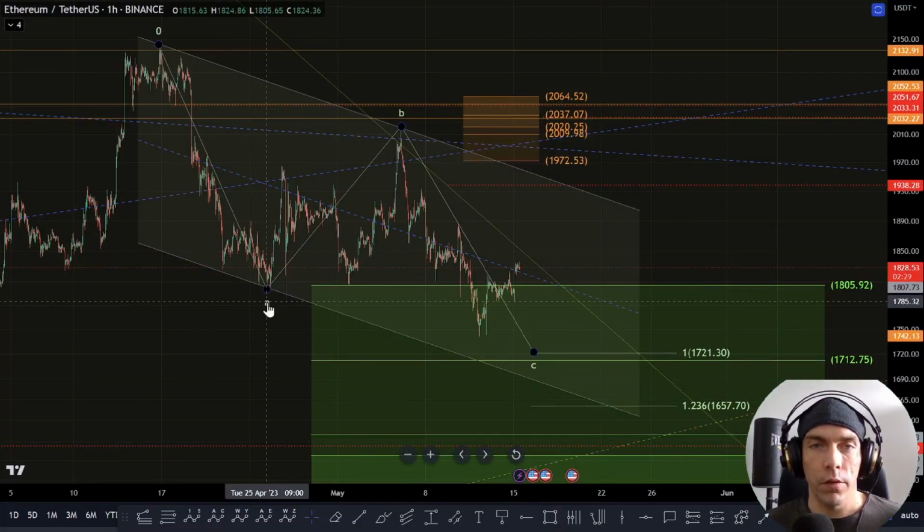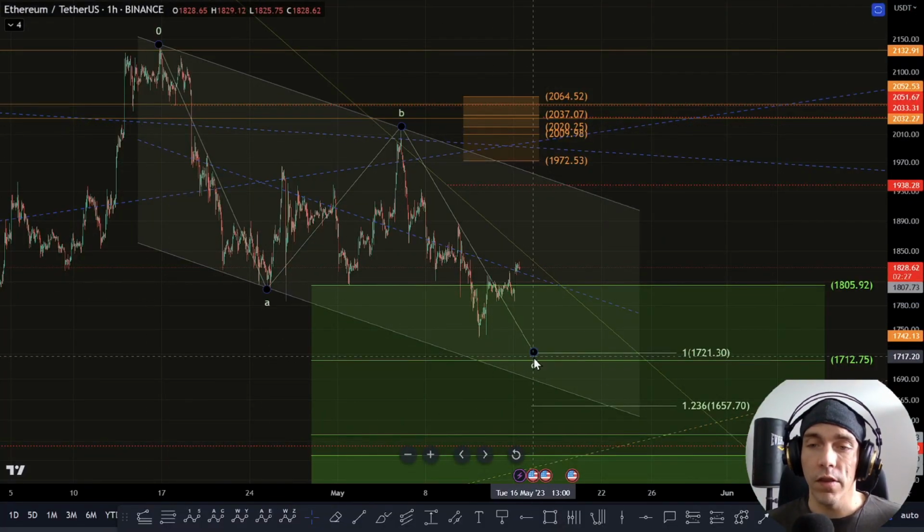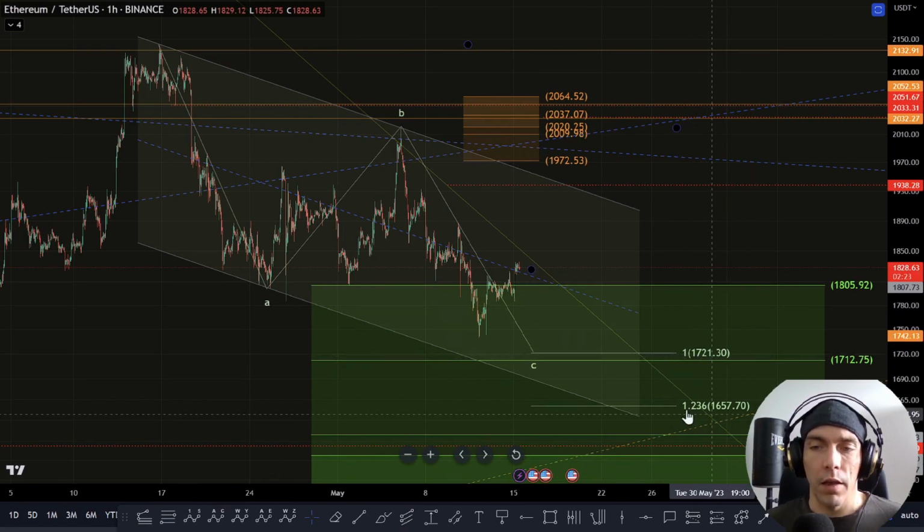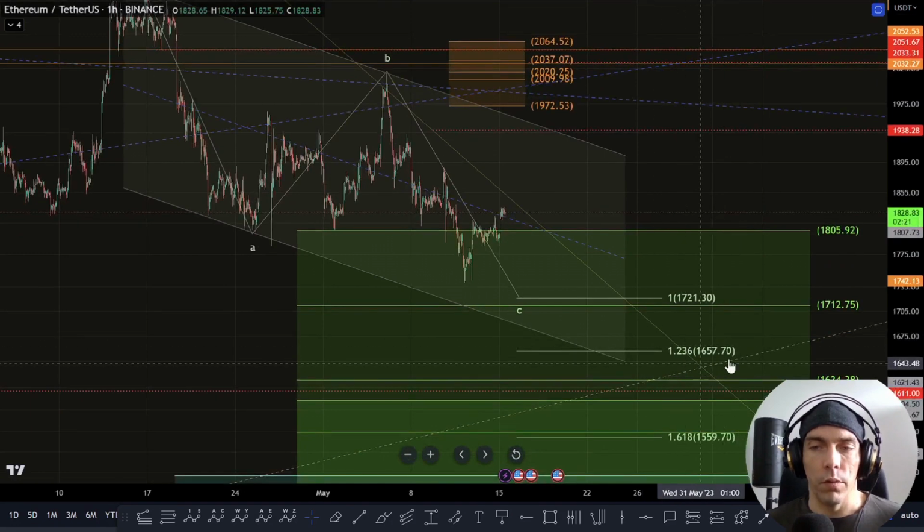Okay, so what we're looking for here is still that potential of this as an ABC wave to the downside. That 1-to-1 is actually sitting here at the 1721. And we were also talking about this possibility of coming down towards this 1657 if we are actually going to look to break down and break through this channel. So these are two areas that I'm looking for lower down here.